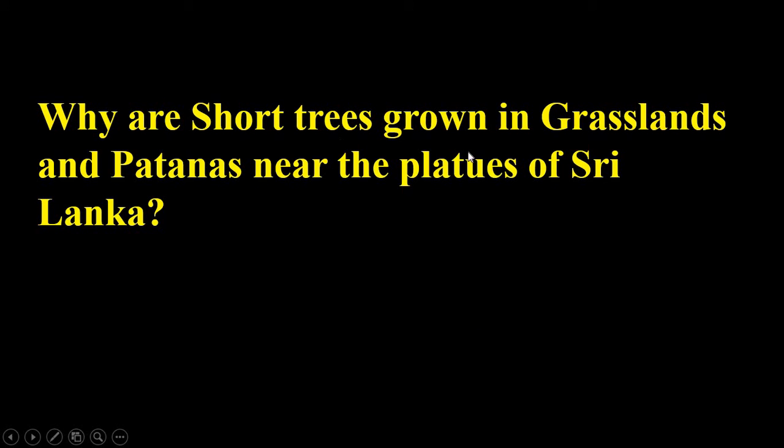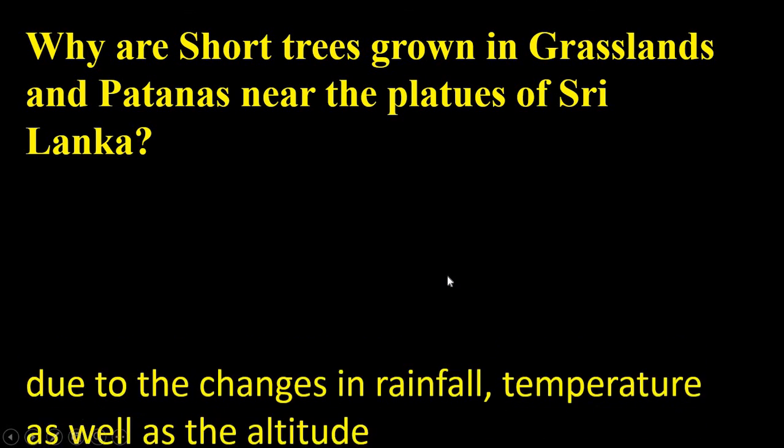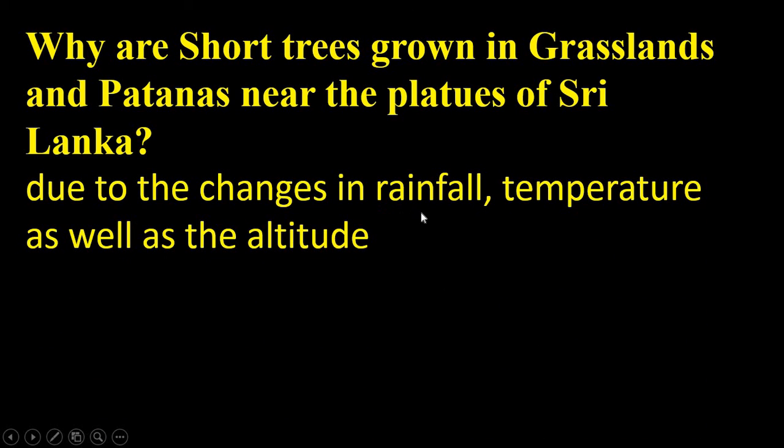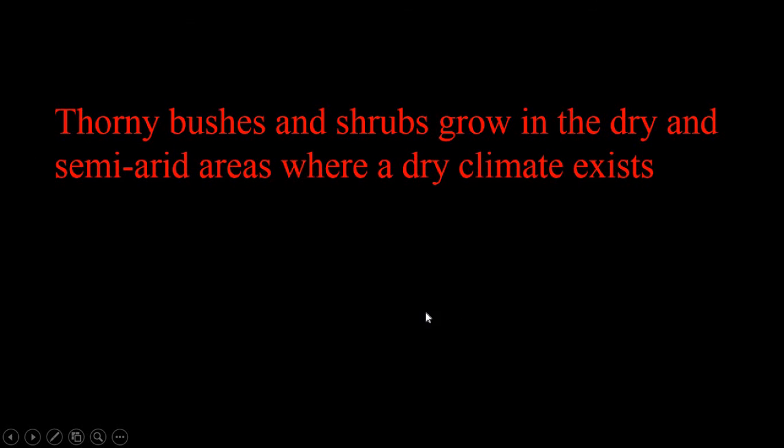Why are short trees grown in grasslands and patana near the plateaus of Sri Lanka? Why? Due to the changes in rainfall, temperature as well as the altitude. What are the three factors we have to consider here? First one is rainfall. Second one is the temperature. Third one is altitude. The altitude is very high in the central highlands where you can see the grasslands and patana.